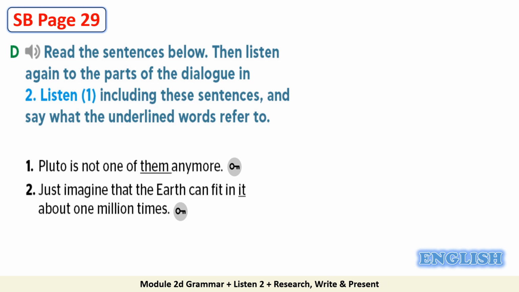Well, to begin with, there are 8 planets in our solar system, not 9. Pluto is not one of them anymore. 2. Do you want to hear how big the sun is? How big? Very, very big. Just imagine that the Earth can fit in it about 1 million times.